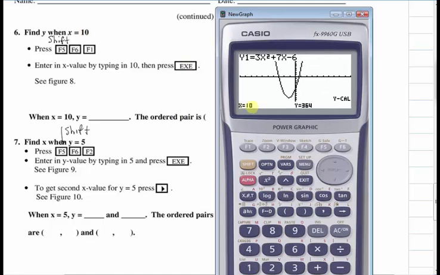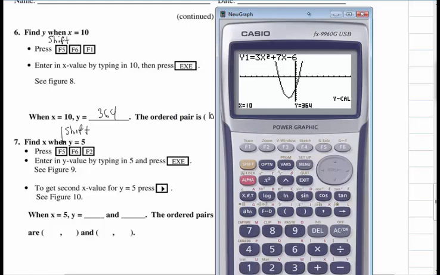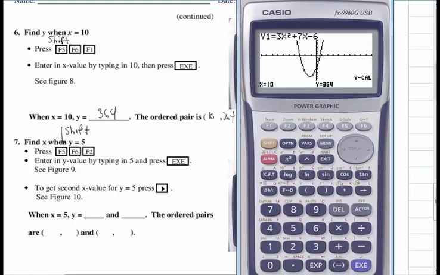And so you find that when x is 10, y is 364. Okay. So when x is 10, y is 364. The ordered pair for that is 10 and 364. Okay, let's go to item 7.